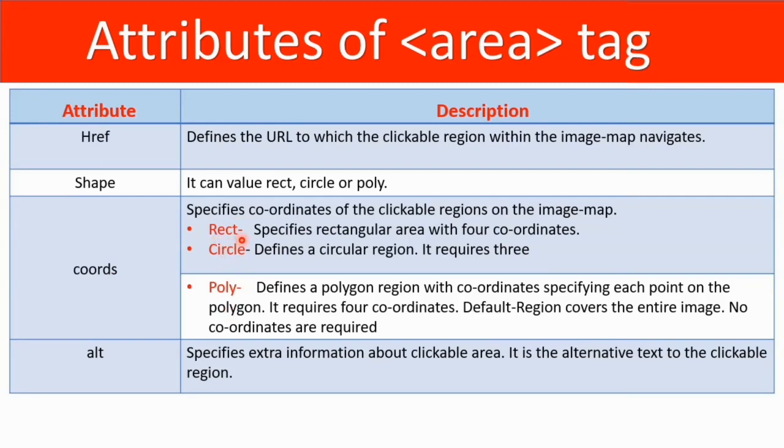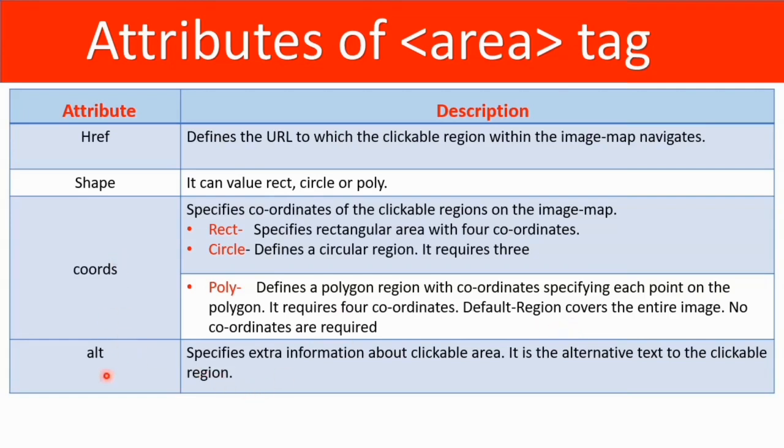The rectangle shape specifies a rectangular area with 4 coordinates. The circle shape defines a circular region. It requires 3 coordinates: the first 2 are the center coordinates and then 1 is the radius. And then the polygon defines polygon regions with coordinates specifying each point on the polygon. It requires x y, x y and x y, 3 different corner coordinates we need. The default region covers the entire image, and no coordinates are required.